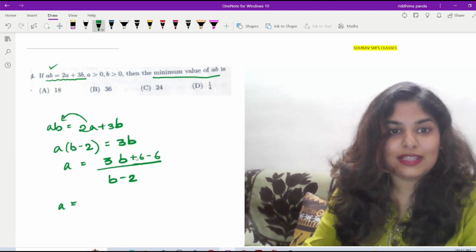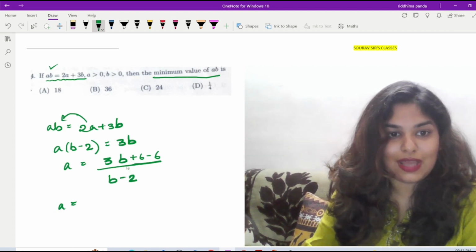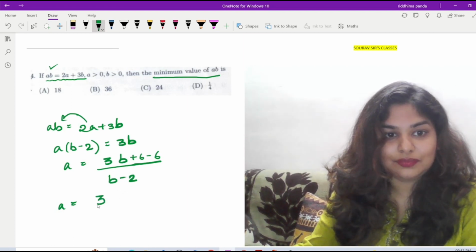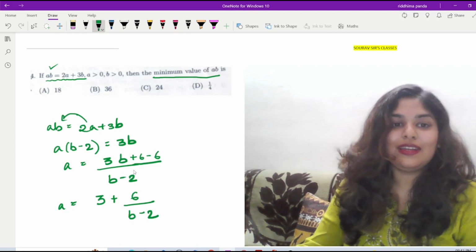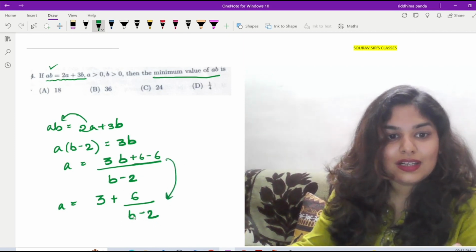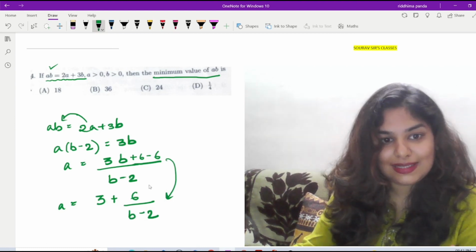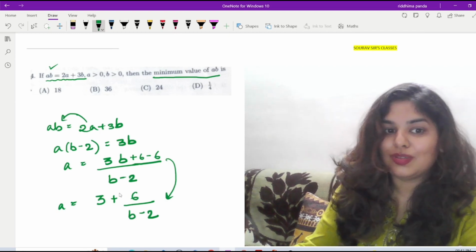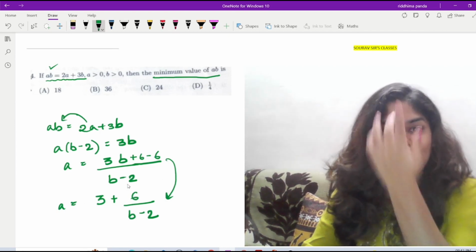Right, after LCM we get this. So before LCM, what should be the answer here? We can write it down as 3 plus 6 by b minus 2. See, if we simplify this, what do we get? If we take the LCM as b minus 2, then it is 3b minus 6, and we have plus 6. So this is the way we can write down the structure of this equation, right?